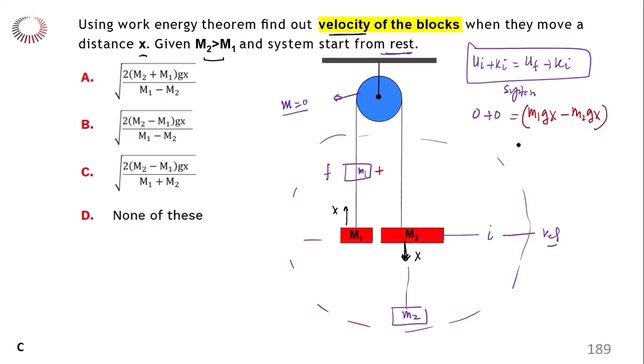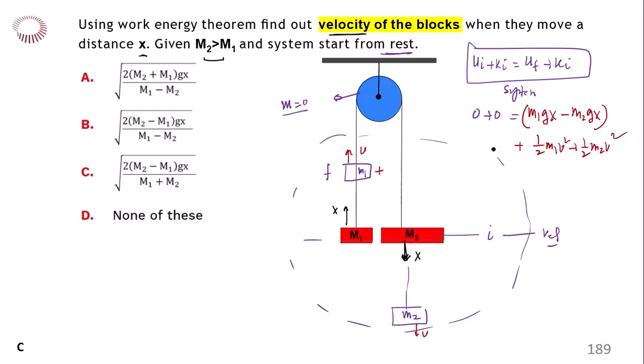And what is the kinetic energy? Both are the same, because this particle is moving with v, and this particle is also moving with v. Since I am doing the energy calculation, these are scalar quantities, so I should write half m1 v square plus half m2 v square. That v is the same velocity for both blocks because they are connected by a single string.